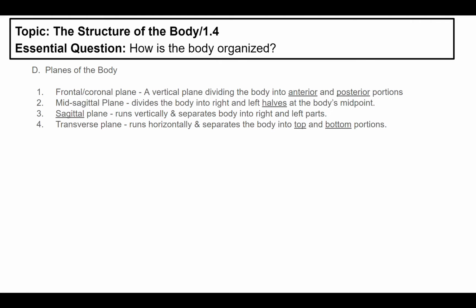And then a transverse plane runs horizontally and will separate you into top and bottom portions, or superior and inferior portions. So when we're looking at frontal, sagittal, and transverse planes, there are multiple planes that can cut you into pieces according to the definition of the plane. The only one there's only one of is the mid-sagittal, because it's equal right and left halves. Those are the planes of the body.